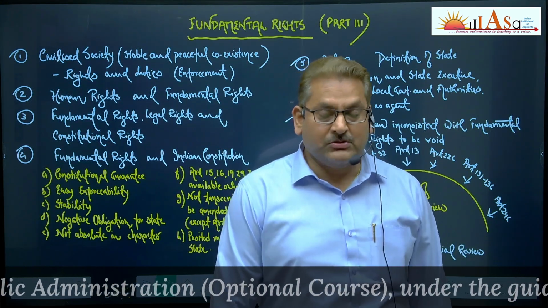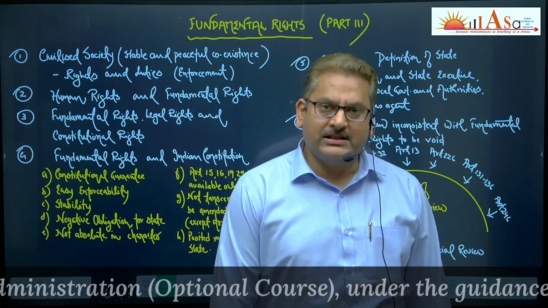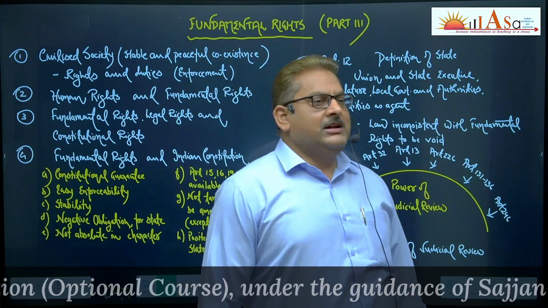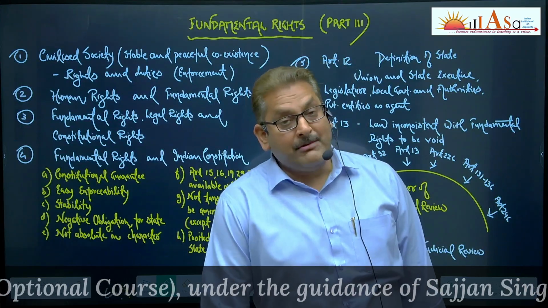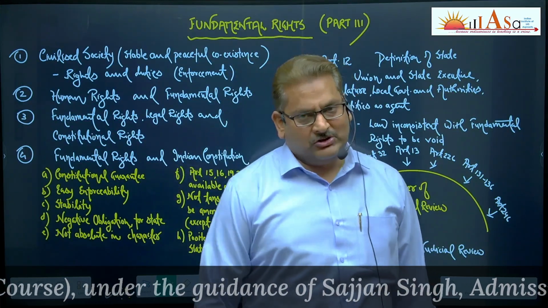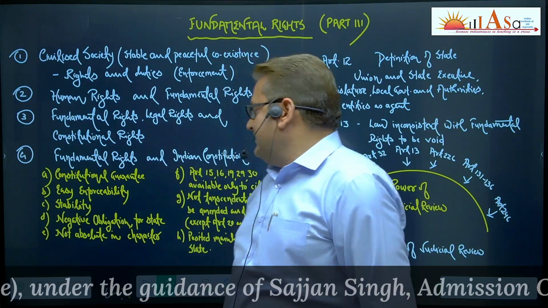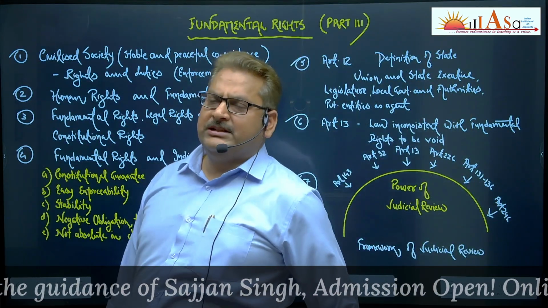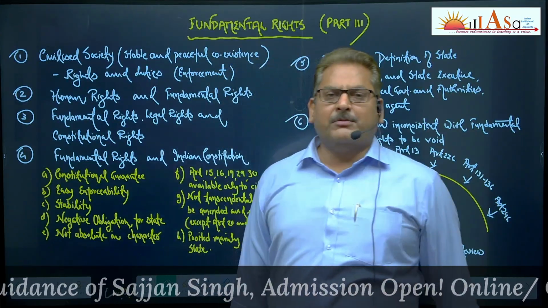So for stability, fundamental rights essentially ensure that your state remains a democratic state. It is not allowed to become a police state or an authoritarian state. Next is the negative obligation for the state. Fundamental rights are in the nature of creating a negative obligation for the state.